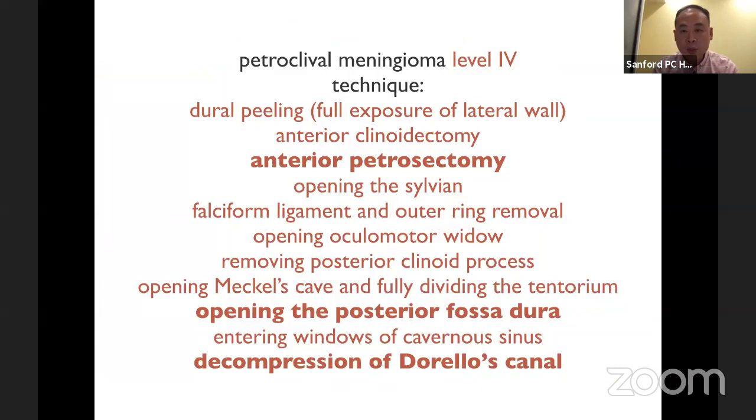For the petroclival meningioma, we have to fully expose the lateral wall of the cavernous sinus and do all the techniques you have done in previous levels: anterior clinoidectomy, anterior petrosectomy, opening the Sylvian fissure, and dividing all the dural structures like the periclinoid outer ring to release the optic nerve and carotid. And you have to open the oculomotor window to release the oculomotor nerve. You have to remove the posterior clinoid process and open Meckel's cave to free the trigeminal nerve. Then you divide the tentorium, try to localize the fourth nerve and free it. Then you open the posterior fossa dura to remove the tumors.